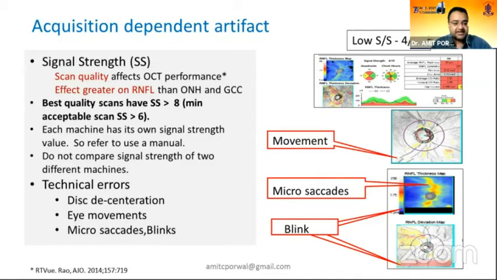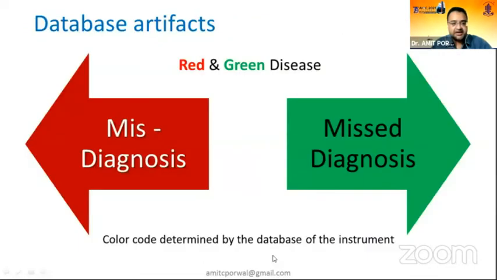There can be technical errors due to decentration, eye movement, or microsaccades. You can see in this graph that this horizontal line, which I'm showing with my mouse, is because of the movement of the eye. Again, you can see these microsaccades in this measurement cube. And due to the blink, you can see how it looks. So these are the acquisition dependent artifacts.